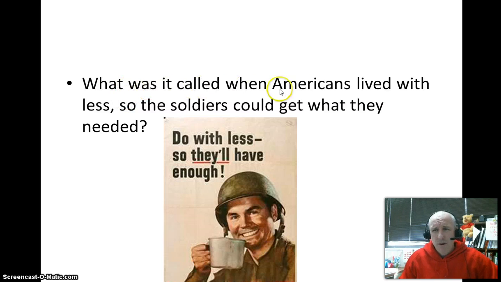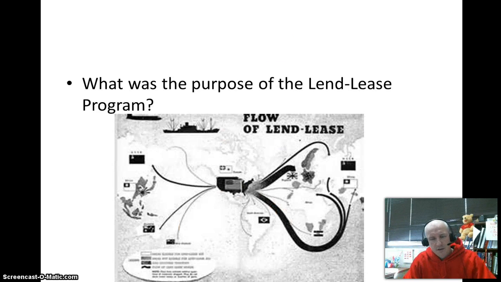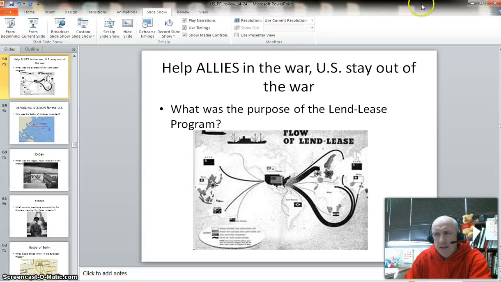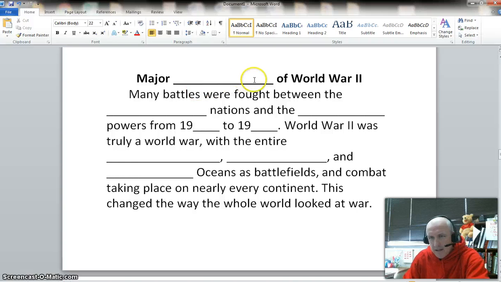What was it called when Americans lived with less so the soldiers could get what they needed? Do with less so they'll have enough. It's called rationing or wartime conservation. All right, and that's going to take us to where we need to be right now with the Lend-Lease program. Very good. So have your notes ready? Let's do this.